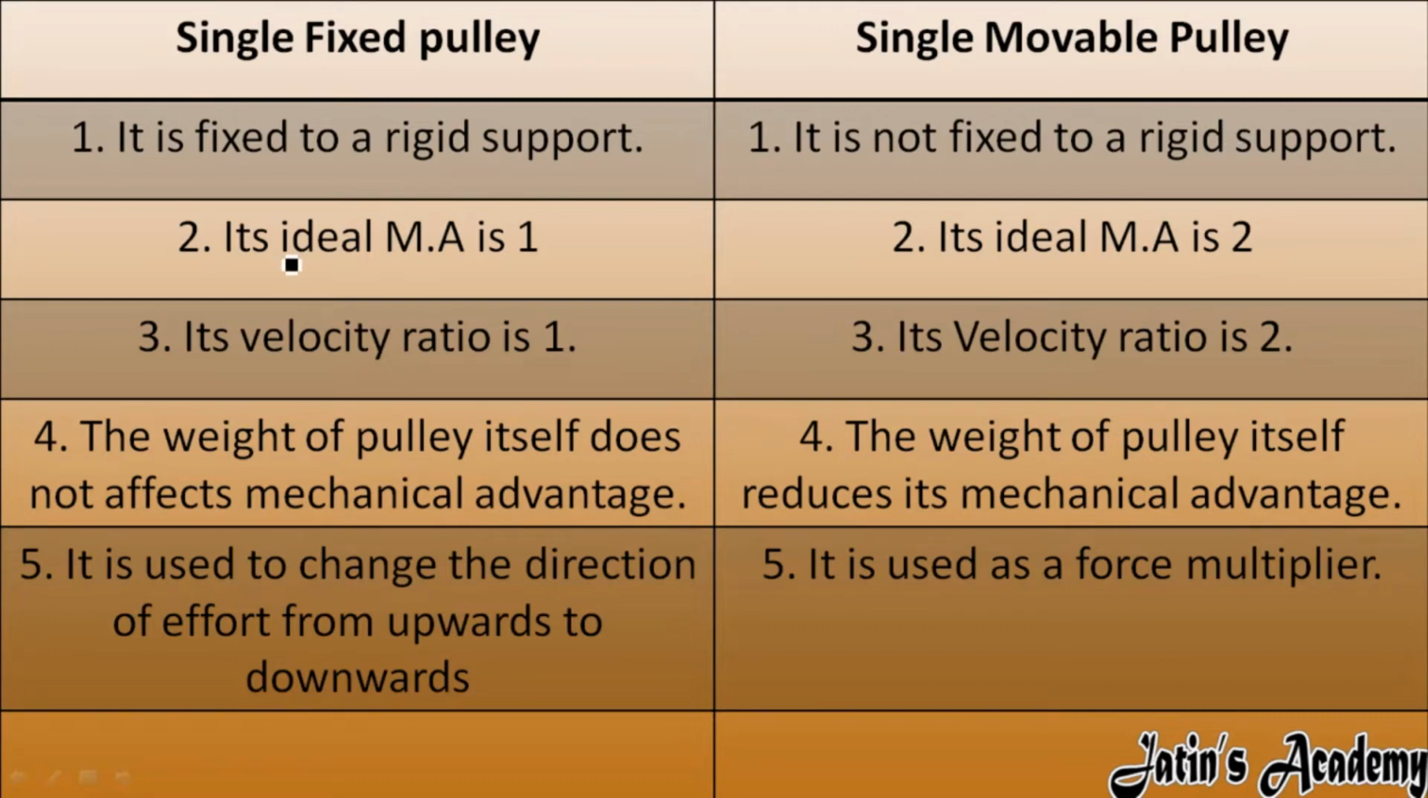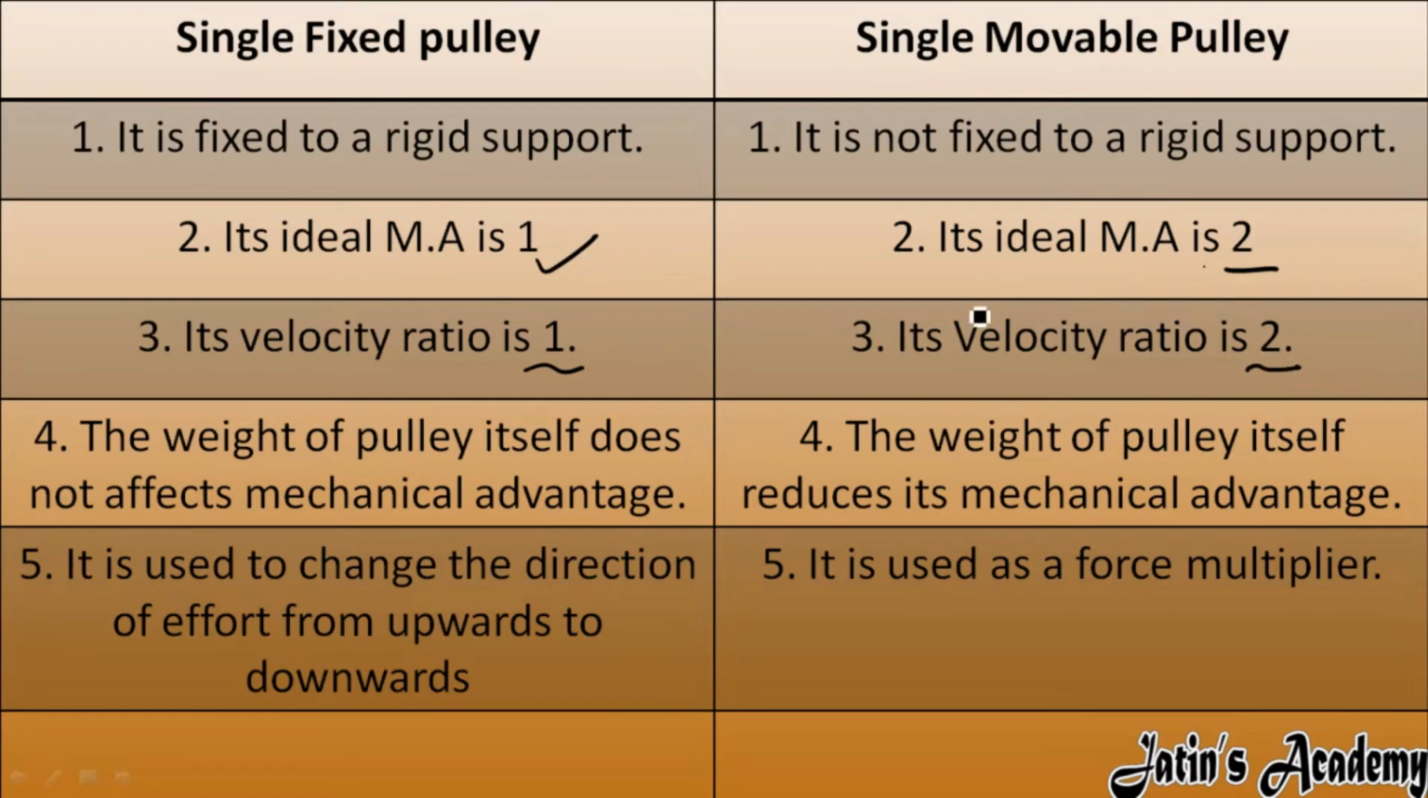Next, the ideal mechanical advantage. For an ideal fixed pulley, mechanical advantage is 1. In this case, for an ideal movable pulley, mechanical advantage is 2. Velocity ratio: for a single fixed pulley the velocity ratio is 1, and for a single movable pulley the velocity ratio is 2.